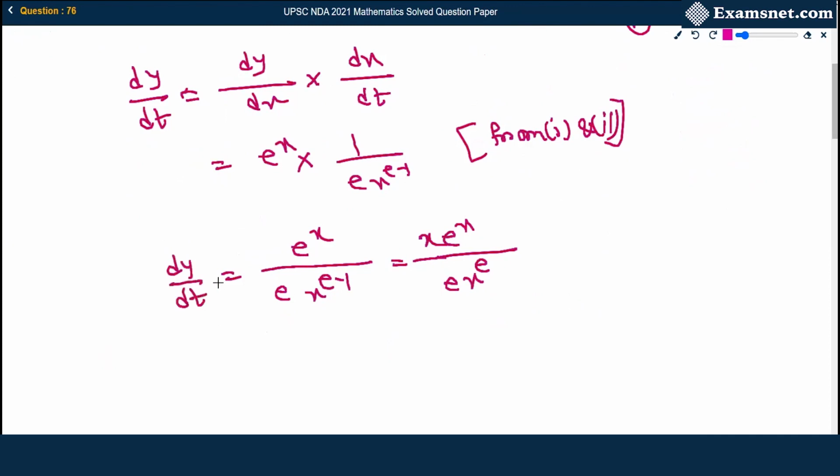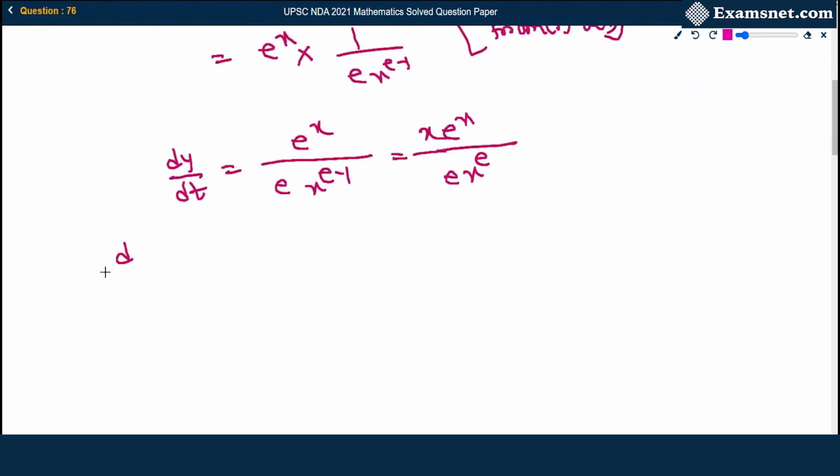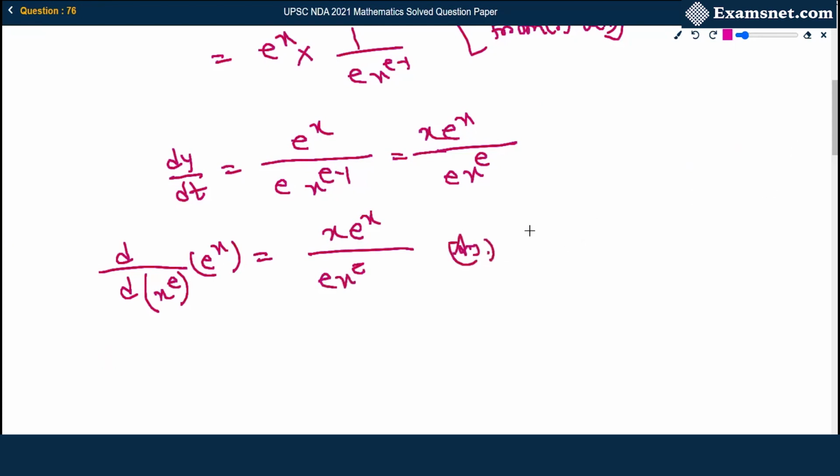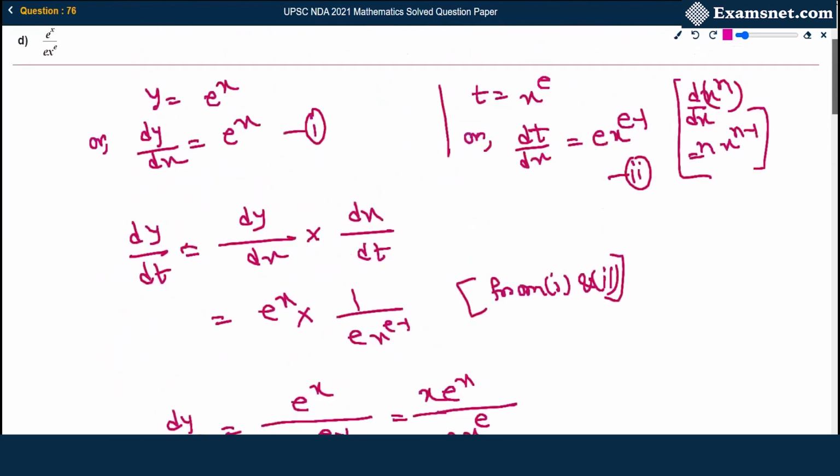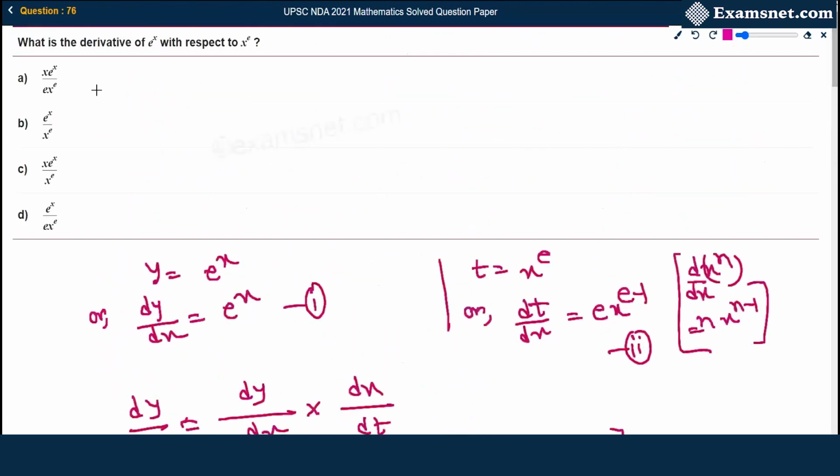dy/dt, or else we can write it as the derivative of e to the power x divided by the derivative of x to the power e, equals x e to the power x over e x to the power e. Okay, now this is the answer. Now let me check with the options. Yes, the first option is the correct one: x e to the power x by e x to the power e.